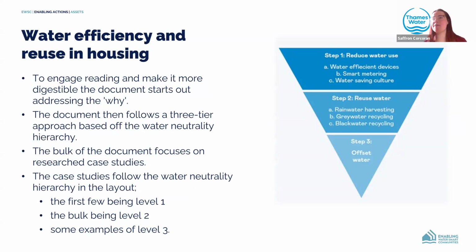So just to walk through a bit more of this, step 1 is to reduce your water usage. And we wanted to ensure that the institutes and the companies and everyone we're aiming for with this document understand that to get to level 2, so reusing water, you need to have water efficient devices, smart metering, and a water saving culture. So essentially the document is going to be based around: if you have those 3, look at how you can then get to step 2, which is reuse water. So how could you integrate rainwater harvesting, grey water recycling, and black water recycling?